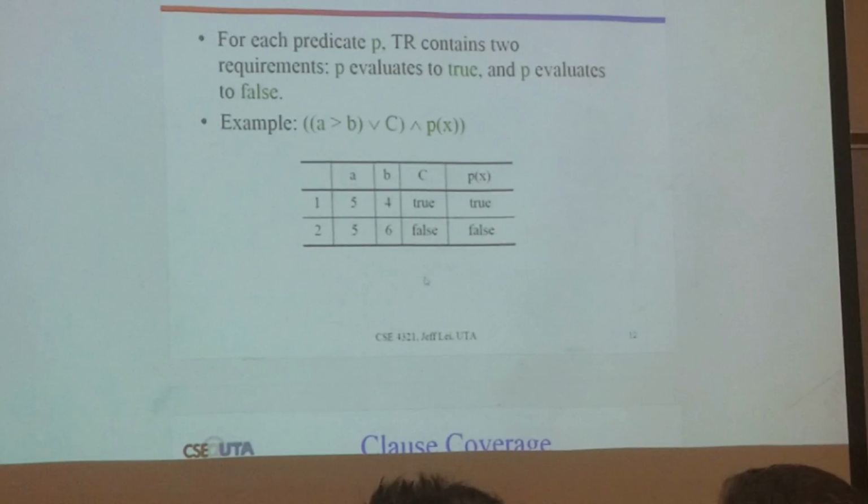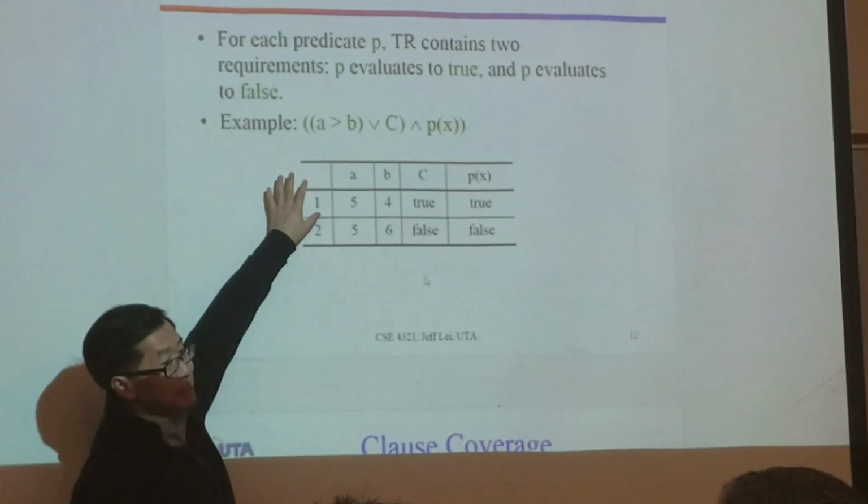So for each predicate, I want to have two test cases. In one of the two test cases, the predicate value is true, and I want to see how the program behaves. And in the other test case, the predicate value is false, and I want to check how the program behaves.